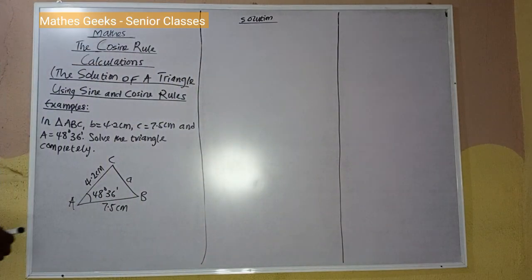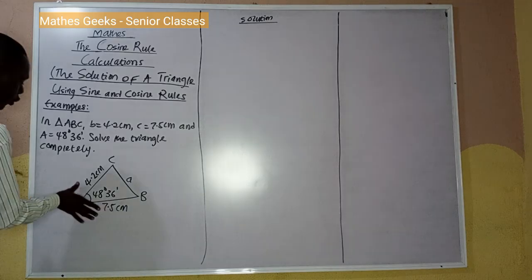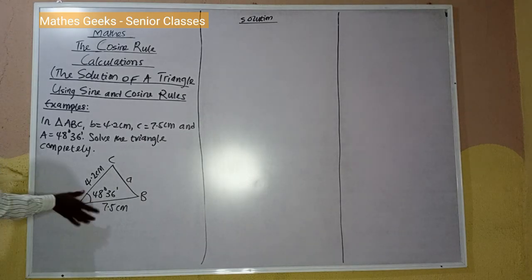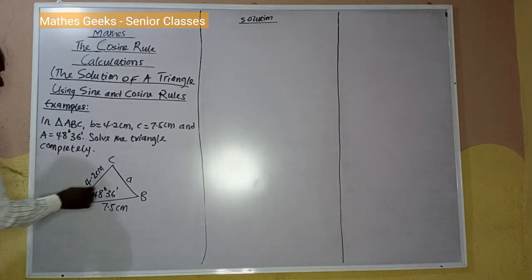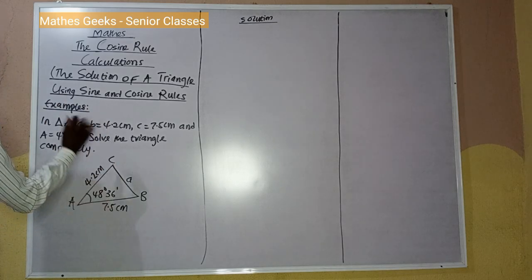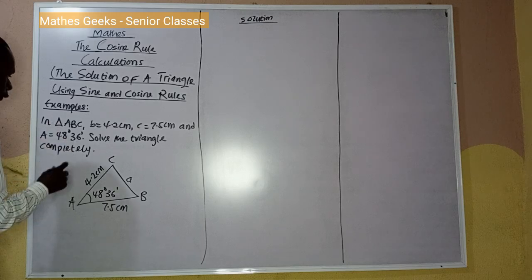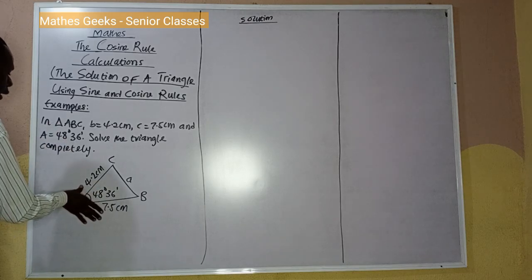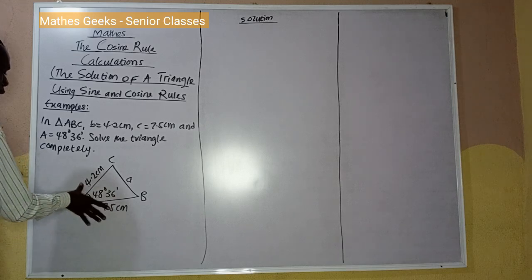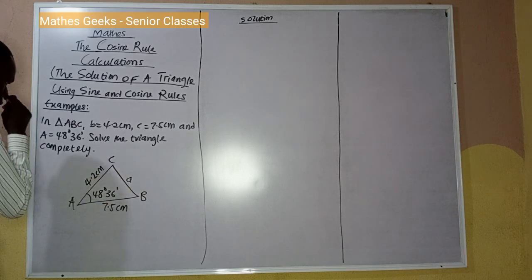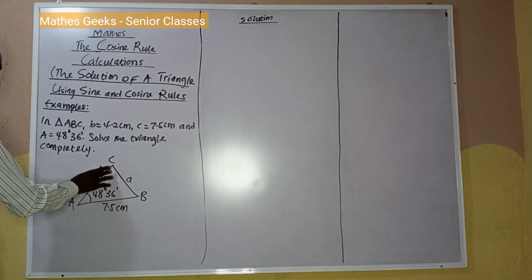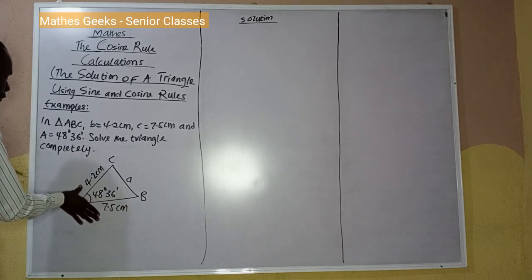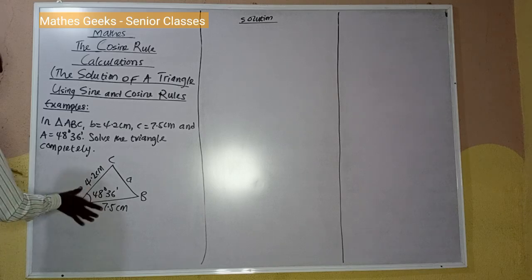So in triangle ABC, B is 4.2 centimeters, C is equal to 7.5 centimeters, and A is equal to 48 degrees 36 minutes. Solve the triangle completely. What you're going to observe when you look at the triangle drawn on the board is that the triangle fulfills the first condition for the cosine rule, that is two given sides and an included angle. The two sides are between the included angle, and then we have a third side. We were not given any angle, neither angle C nor angle B.